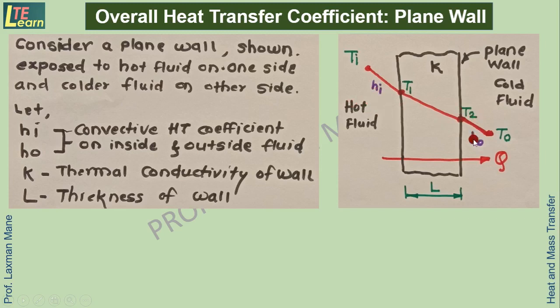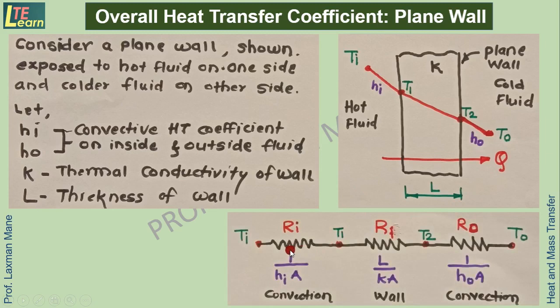Hi and Ho are the convective heat transfer coefficients of the fluid on hot side and cold side. K is the thermal conductivity of wall material. L is the thickness of wall, means dimension. Q is the heat transfer taking place across this wall from hot fluid to cold fluid side.